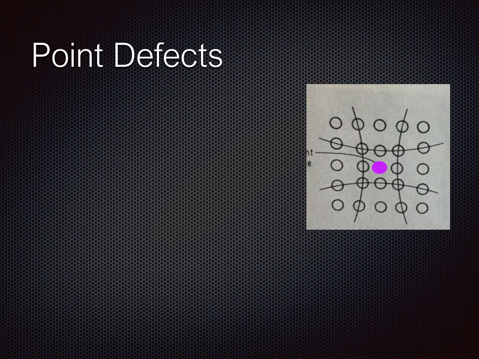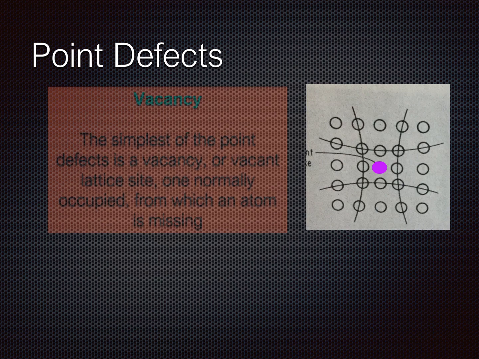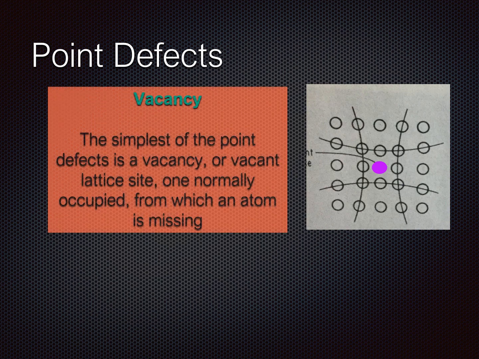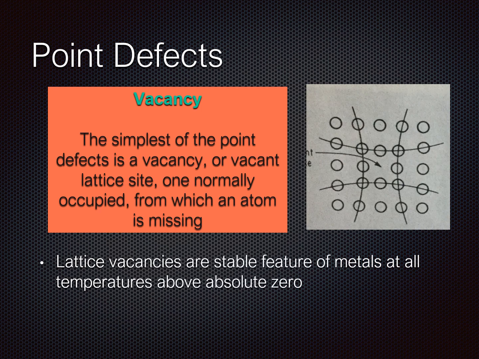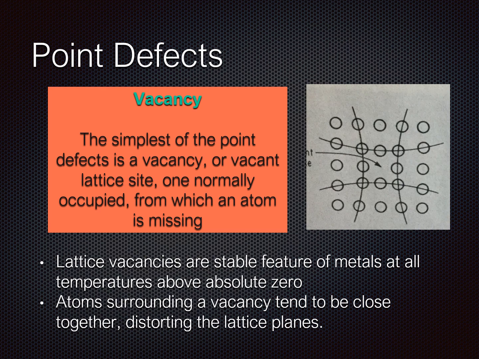Vacancy. The simplest of the point defects is a vacancy or a vacant site, one normally occupied from which an atom is missing. Vacancies are simply empty atom sites. Lattice vacancies are a stable feature of metals at all temperatures above absolute zero.